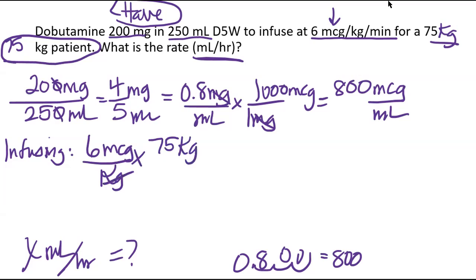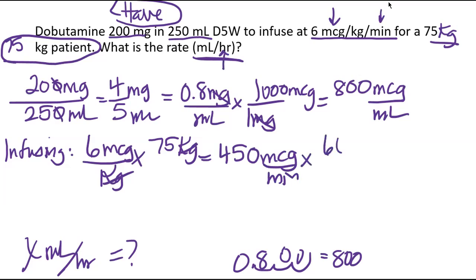Okay, we kill that, and that's how much we're actually getting per minute. So we go 6 times 75, and we get 450. 450 micrograms, and now we're going to get the minutes back up here, per minute. Now we know we want hours. We want hours in our answer. So we need to do this.